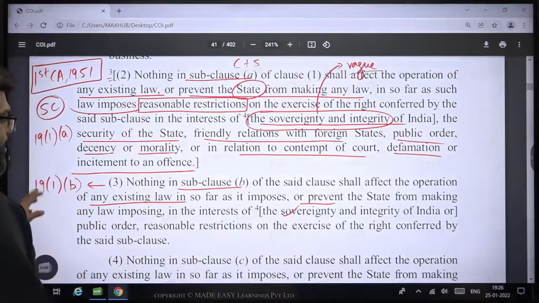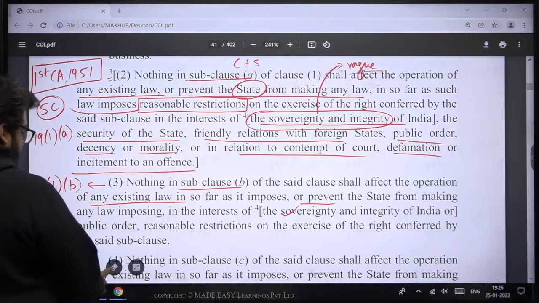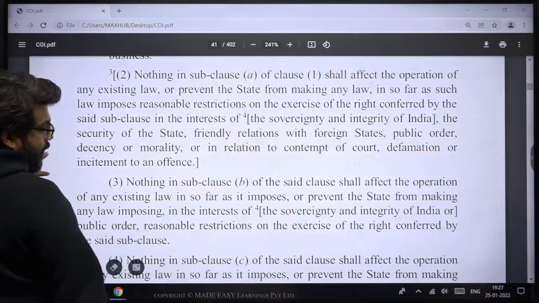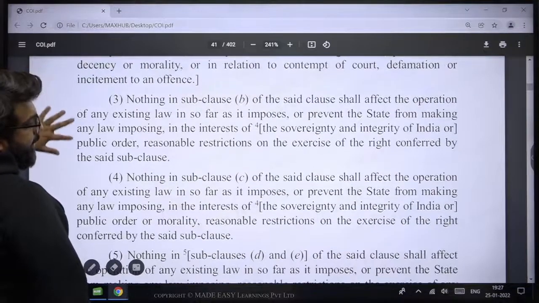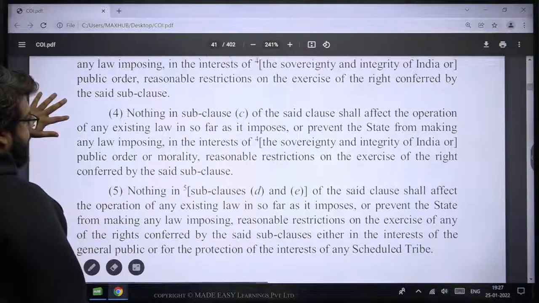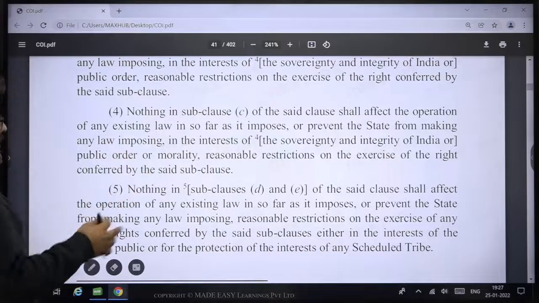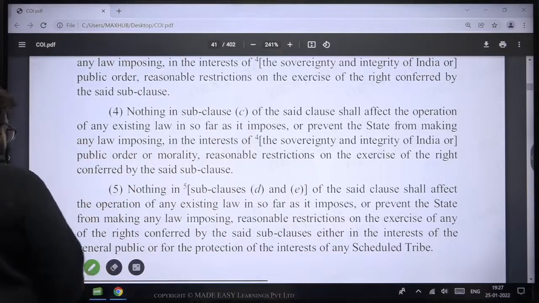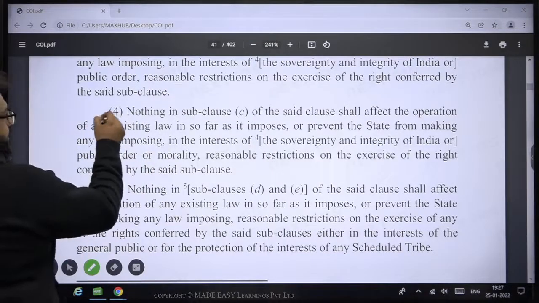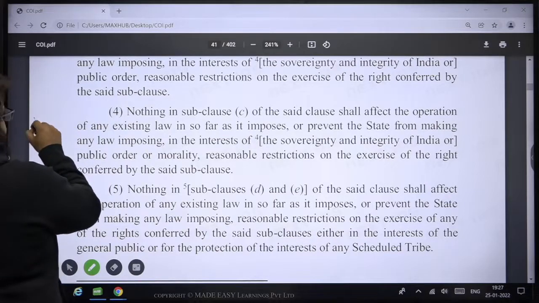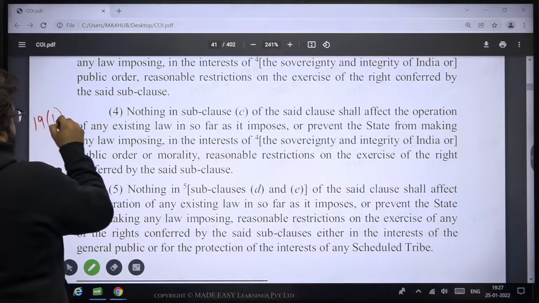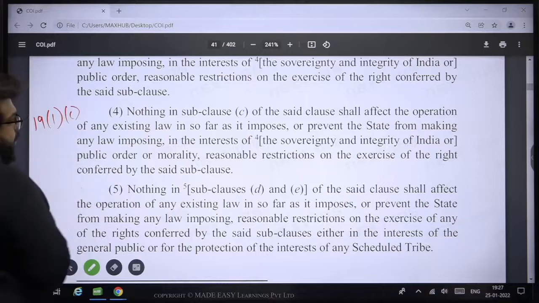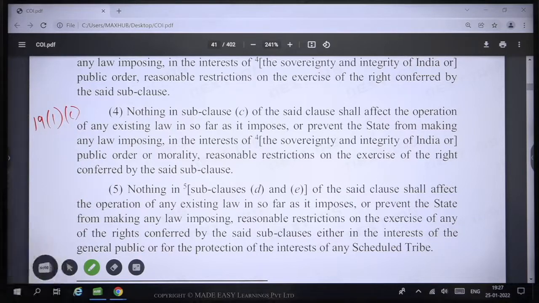Right. Now we're done with the third part. We now move to the fourth clause. Fourth clause is for clause C, which is right here: associations and all of those things. So Article 19 clause 4 is an exception to Article 19 clause 1 subclause C.